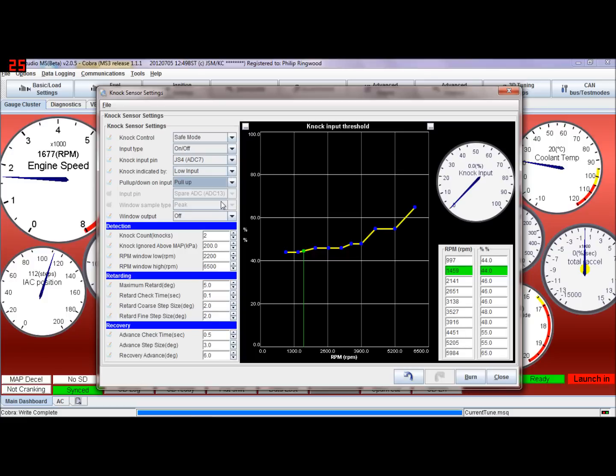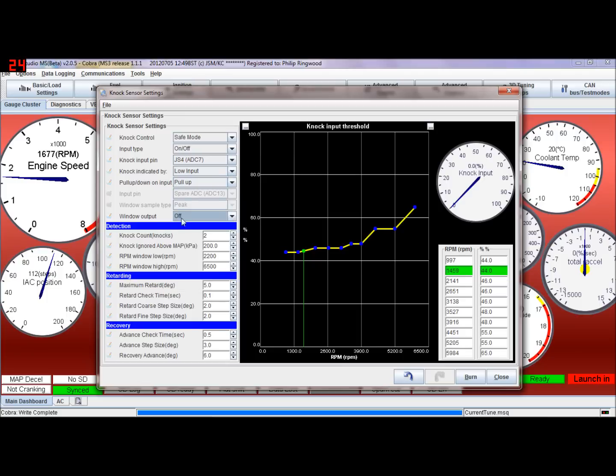Pull up, make sure the pull up's on, so that the microprocessor itself holds that pin high, and the knock sensor module conditioner unit will pull it low. So the internal pull up is on, and the knock unit will pull it down when it sees knock.